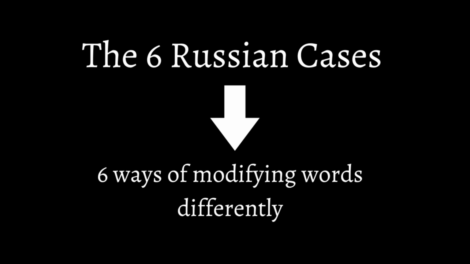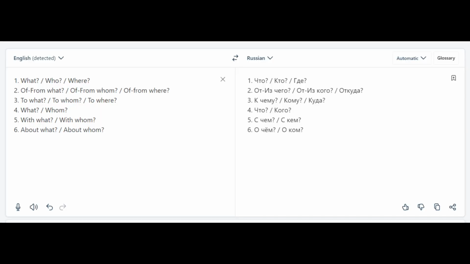So in this video, I would like to explain the nominative case in Russian. As a reminder, there are 6 cases in Russian, and throughout these videos, I will cover every case in detail and explain what each case does and what it is for. The 6 cases in Russian are ways of modifying words in 6 different ways, such as question words, which I presented in the previous video.